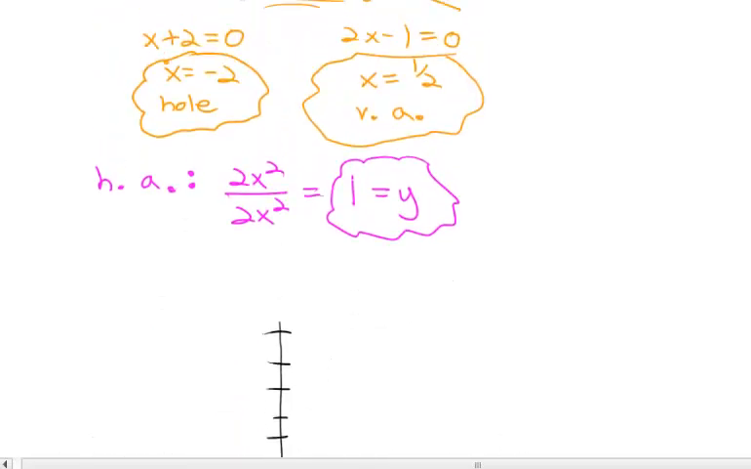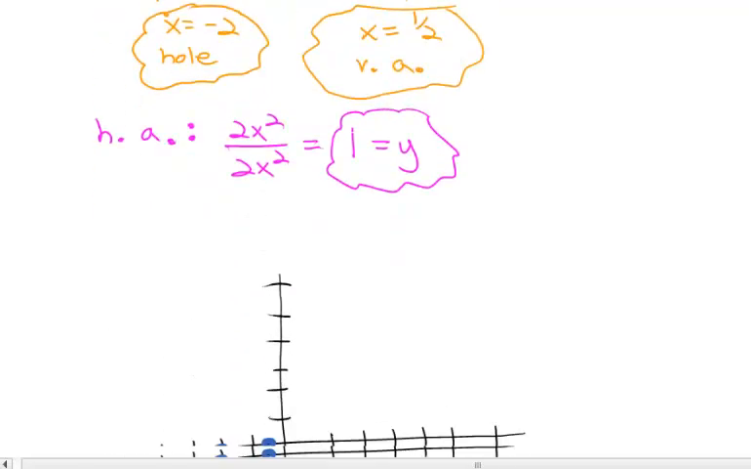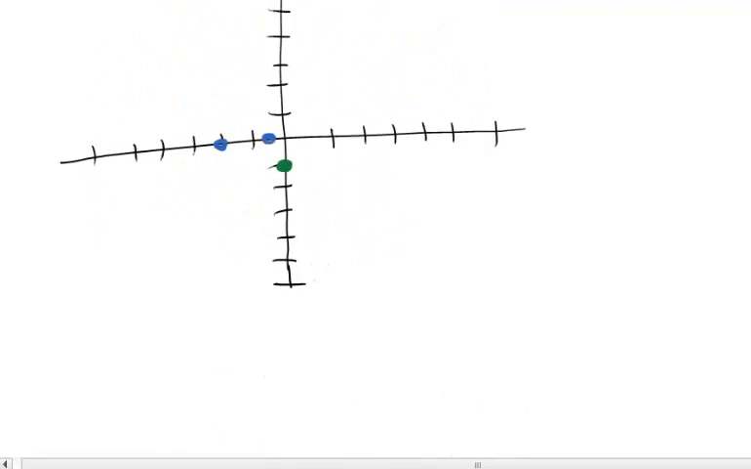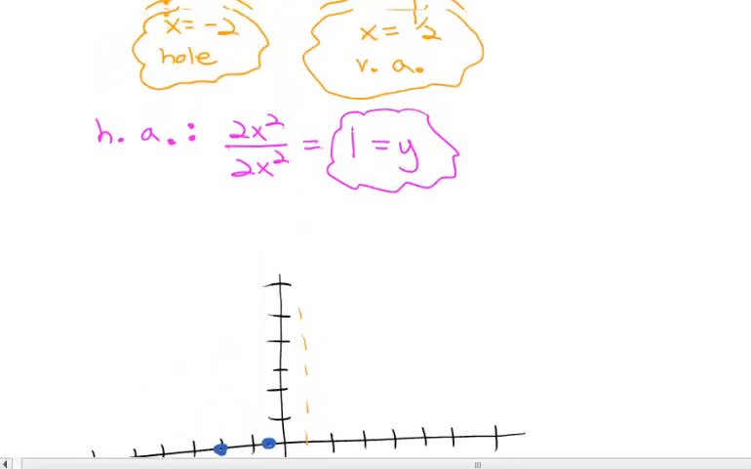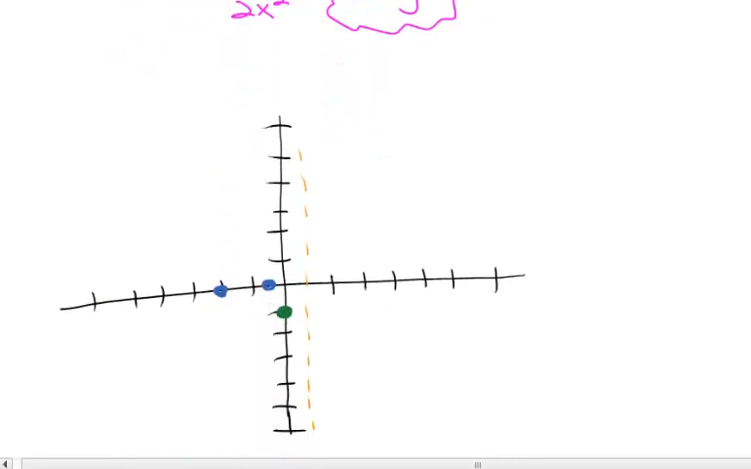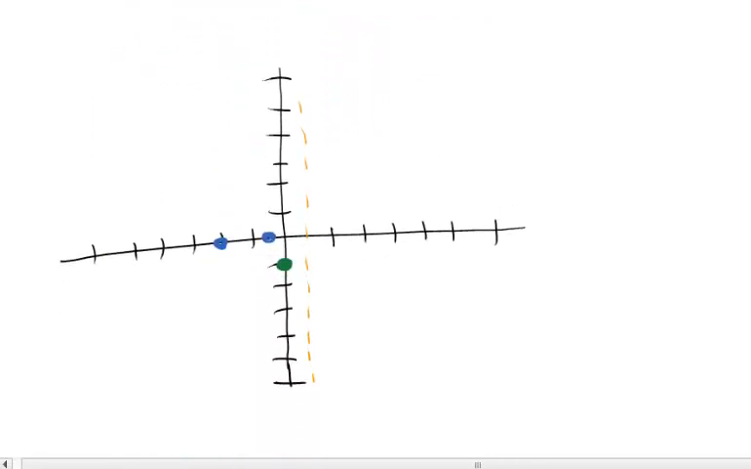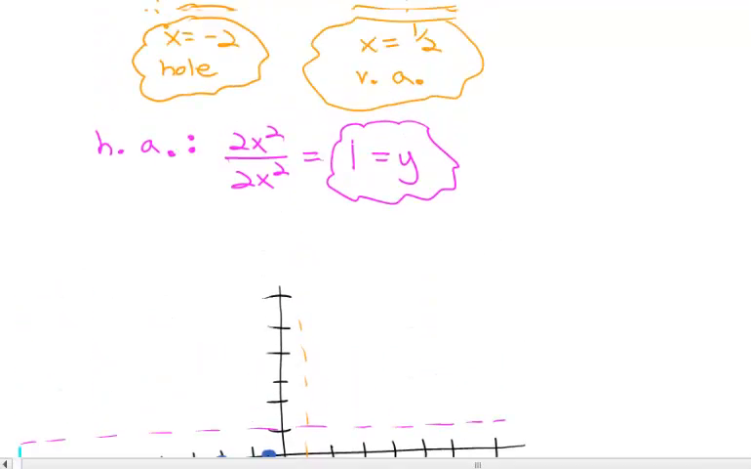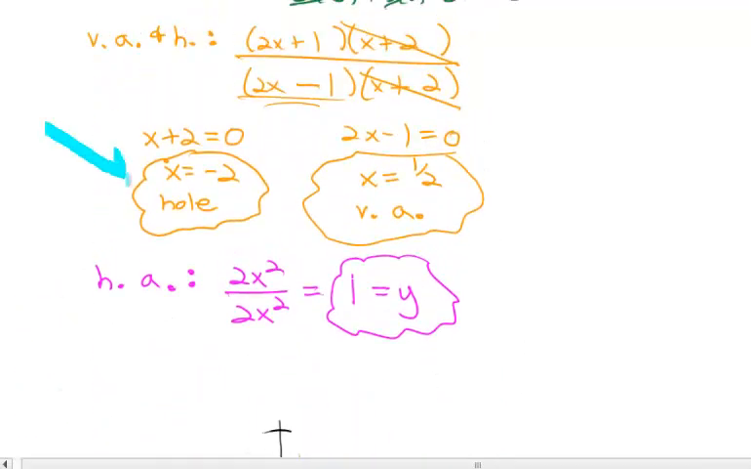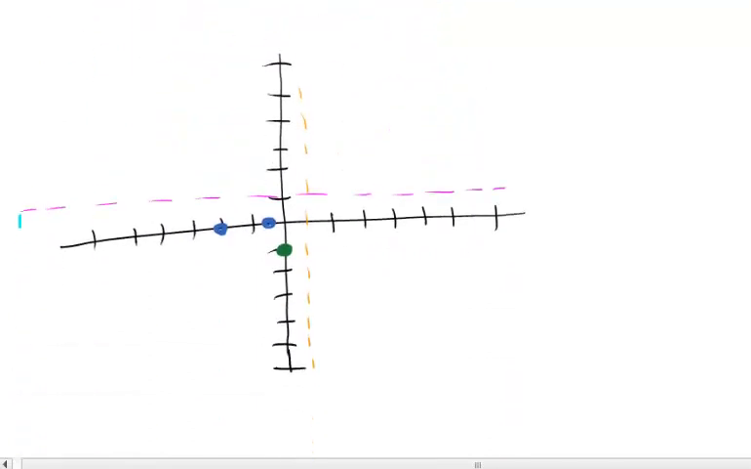We also found out that there's a vertical asymptote at 1/2. So at 1/2, there's a vertical asymptote. The graph's never going to cross that. We also know that there's a horizontal asymptote at 1. Now here's something interesting. We haven't talked about the hole yet. The hole for this graph is at -2. But notice we put a point in at -2.